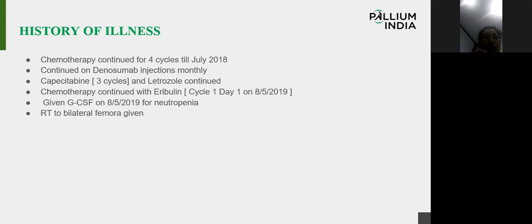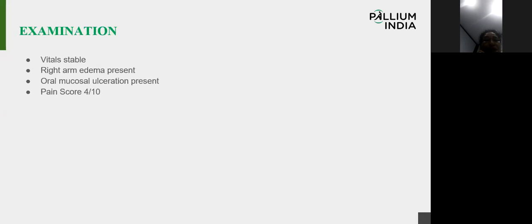She was later started on capecitabine, letrozole was continued, and chemotherapy was continued with eribulin. The first one was given this month on the 8th, and she was also given GCSF on the 8th to counter neutropenia. Radiotherapy was given to bilateral femora. On examination, vitals are stable. There is right arm edema present. Oral mucosal ulcerations are also present. Pain score on admission was 4/10.